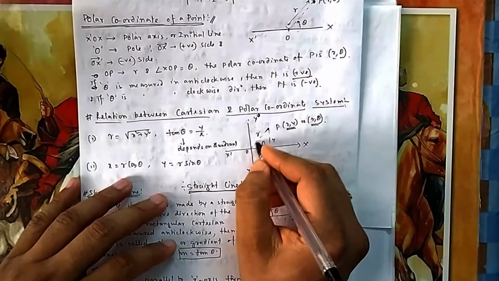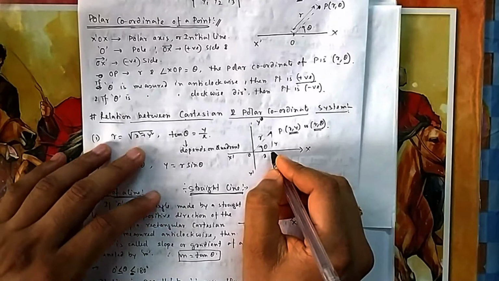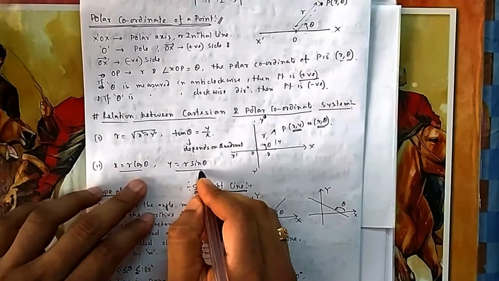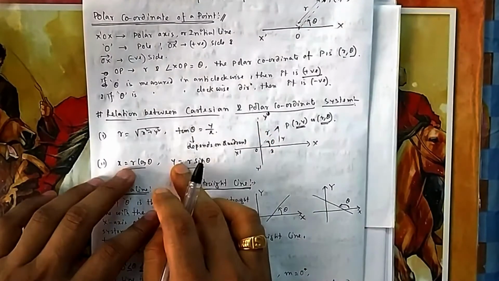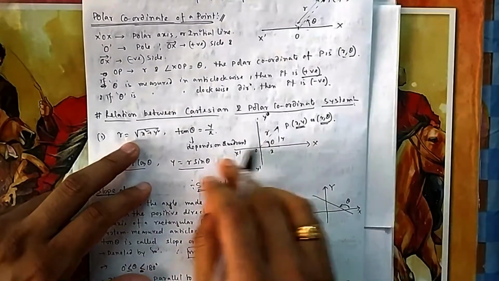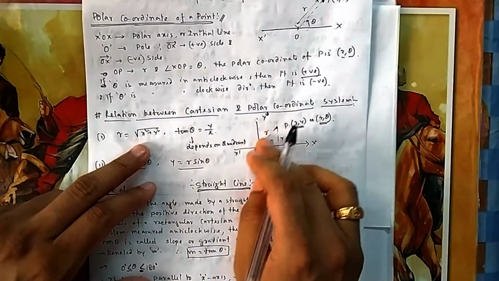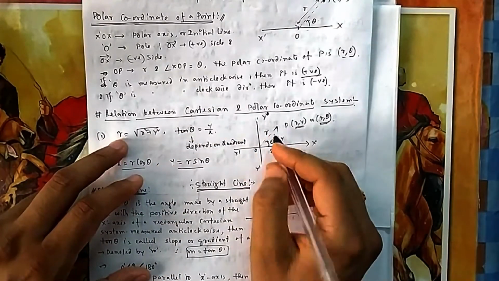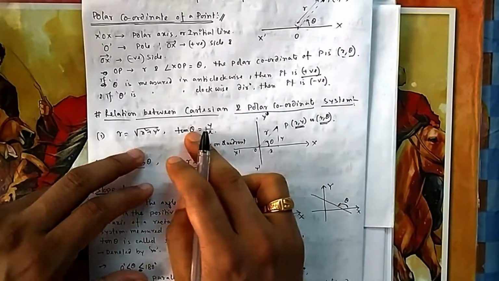So what is the relation? This is your r, this is theta. So this is your r cos theta, this is your r sin theta. So this is your x, this is your y. So if it is given in polar, you can change it to rectangular or Cartesian coordinates. And if it is given in Cartesian x and y, you can change it to r and theta, where r is equal to, you see, this is the length, so it is the hypotenuse, and tan theta is y by x.